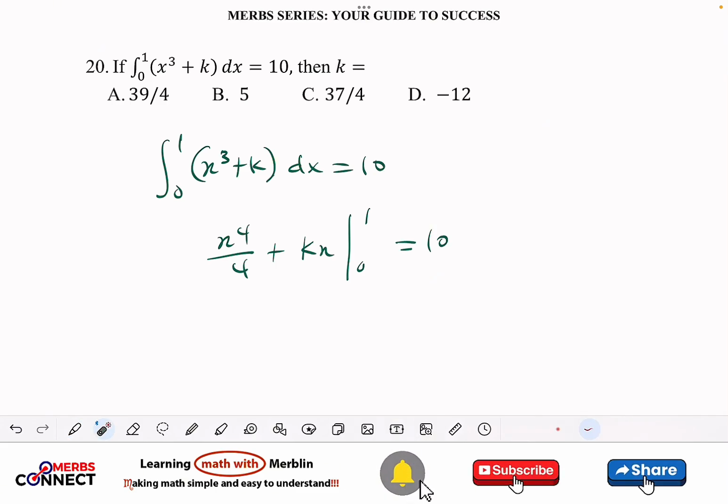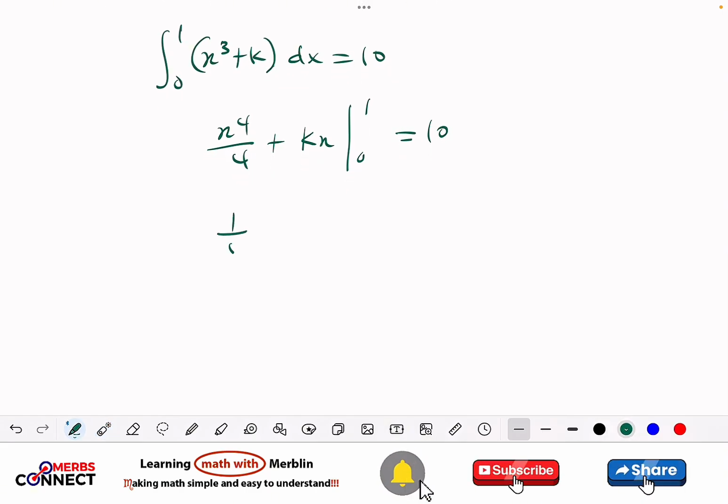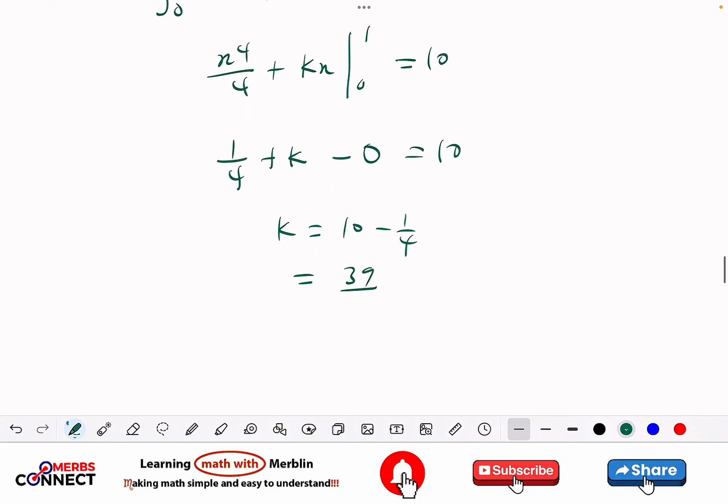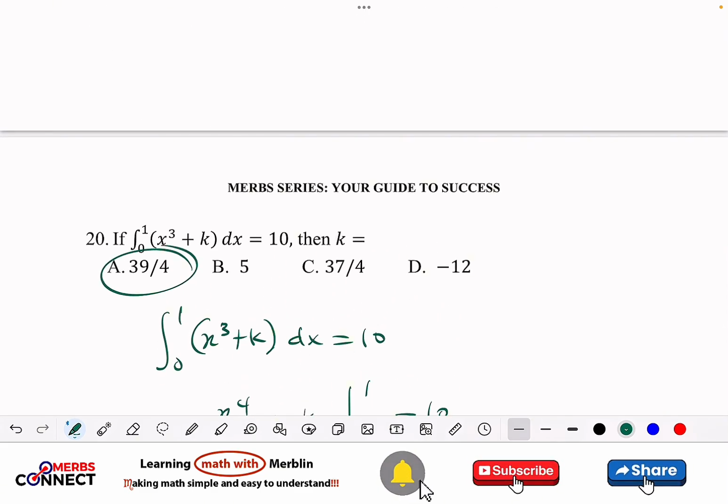Now this one, we cannot use the idea of symmetry because this is 0 and this is 1. So this is going to be 1 divided by 4. When I plug in 1 here and 1 here, I'm going to have this minus, when I plug in 0 here, 0 here, this one is going to be 0, equal to 10. So k will be equal to 10 minus 1 over 4. And this is going to give us 39 divided by 4. 39 divided by 4 is going to give us A here.